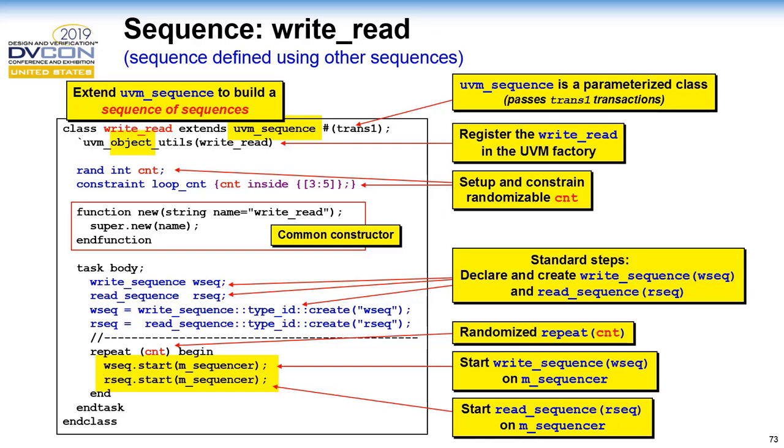A pretty common technique is to say sequence.start on the same m_sequencer, which happens to be the handle that this sequence is running on. So they're all running on the same sequencer. Same thing right there. Again, the more proper way would have been to say get_sequencer.